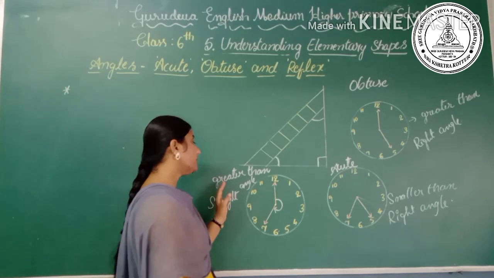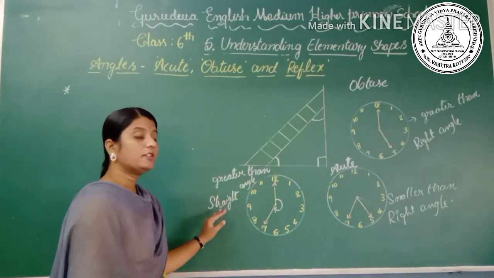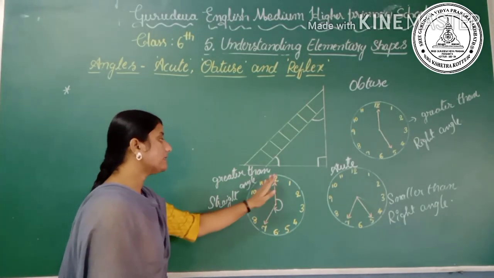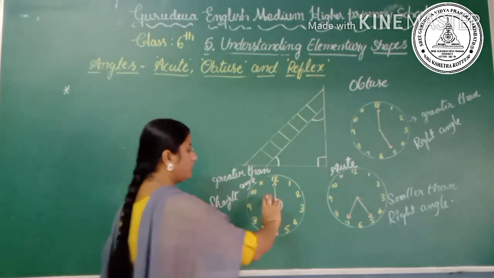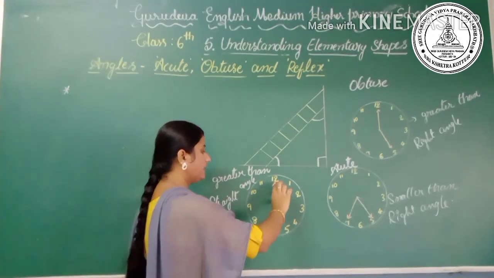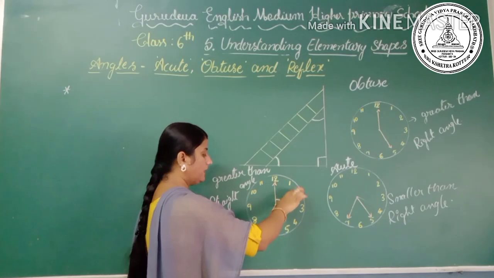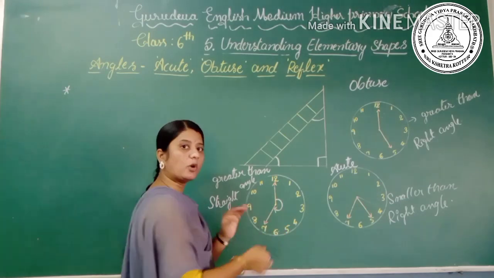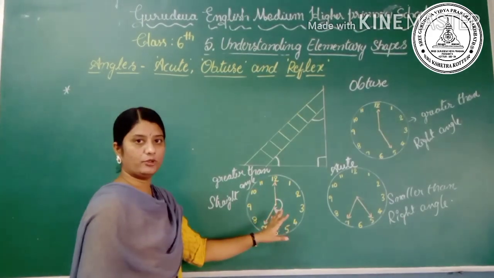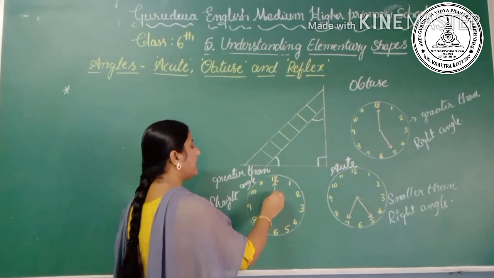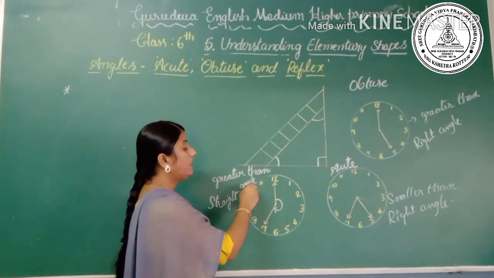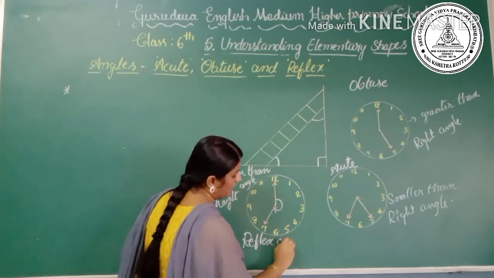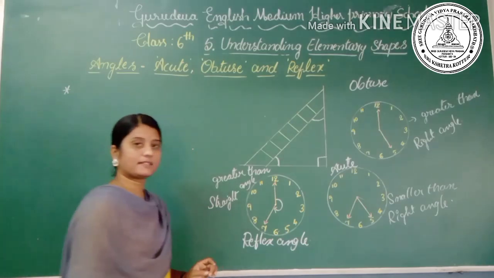And if the angle is greater than the straight angle and less than the complete angle, yet it did not complete it, right? The angle, our hand is moved from 12 to 7, but it doesn't come to 12 again, so it is not completed, meaning it is not one revolution. So we can say that if the angle is greater than the straight angle, then the angle is called a reflex angle.